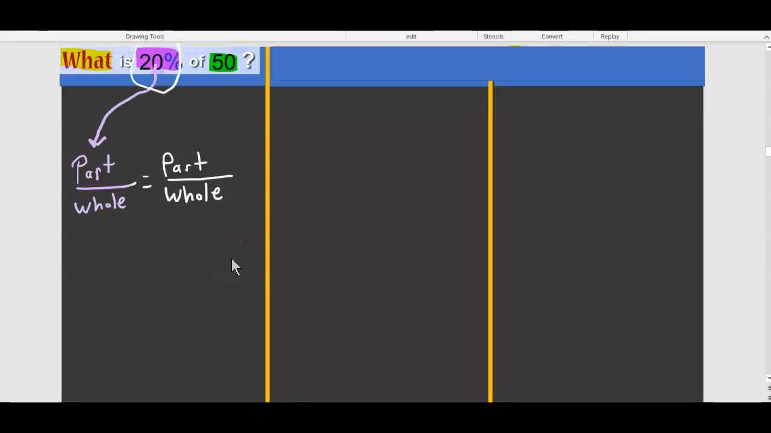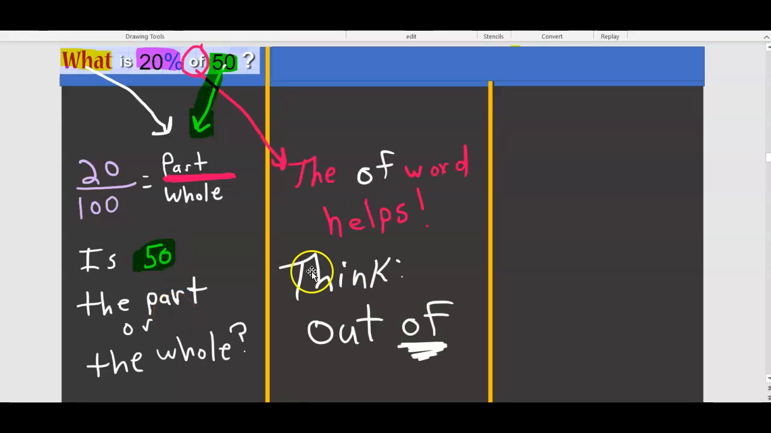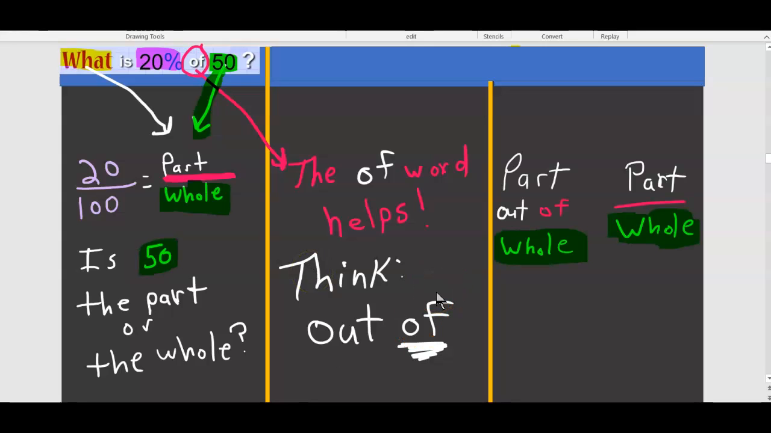I always like to start with the percent here and convert it. Boom, 20 per, remember this line means per what? In this case, it's per 100 because percent means per 100, right? Then what about this? The what's got to go somewhere and the 50's got to go somewhere. Well, the 50 is the part or the whole. Which one is it? The word of is your giveaway. Think of out of: part out of whole. Part out of whole.